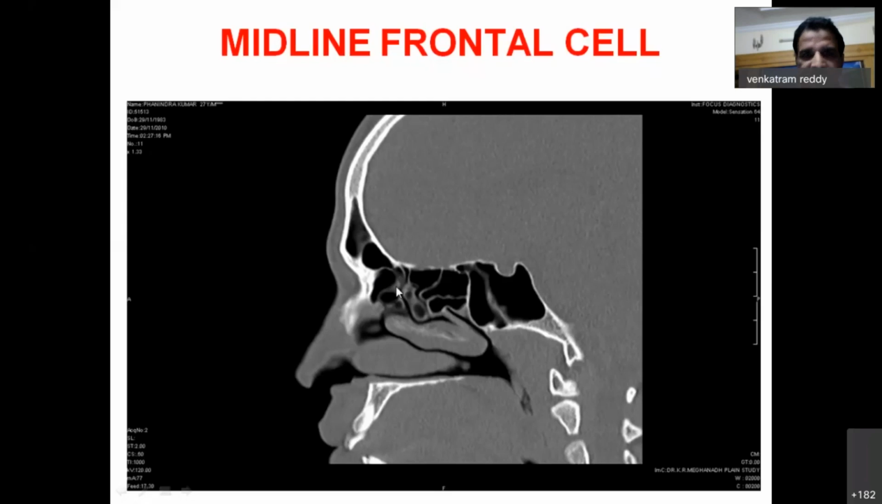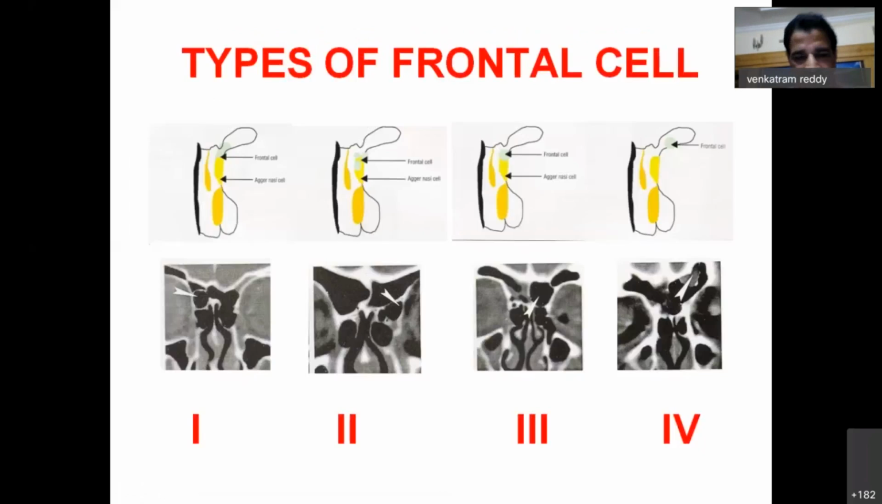Now, what are the frontal cells? Basically, for a postgraduate to understand the frontal cells, all the cells that are there in the frontal recess are the frontal cells. And Kuhn has divided these frontal cells into 4 different categories: Kuhn 1, 2, 3, and 4. So basically, what is the frontal cell? The frontal cell is one, here you can see this, which is placed above the agger nasi cell. This is the agger nasi cell. Above the agger nasi cell, but below the level of the floor of the frontal sinus.